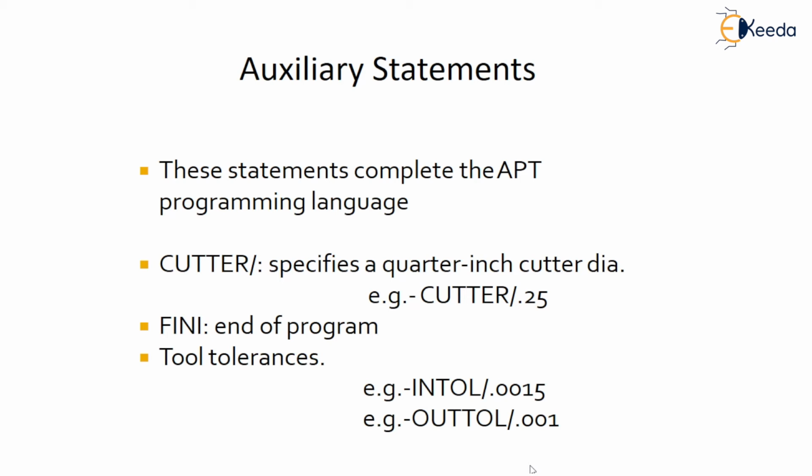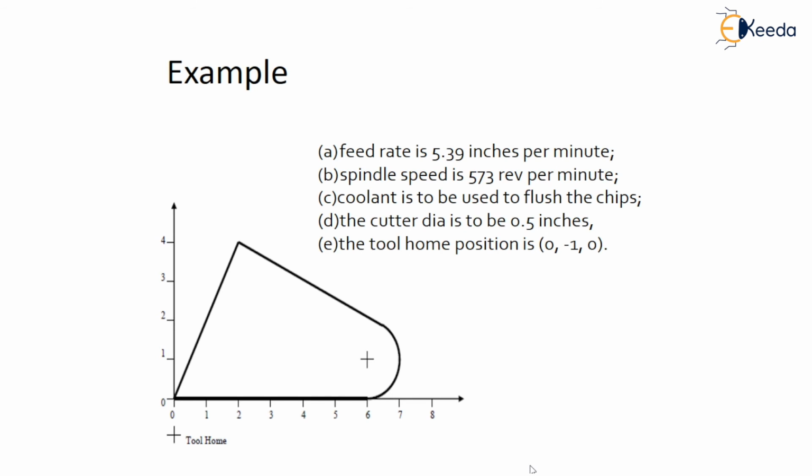Tool tolerances, that is INTOL slash 0.0015, OUTTOL, inward tolerance and outward tolerance, that is 0.001. For example, the feed rate of this particular component, we consider 5.39 inches per minute. Spindle speed is 573 revolutions per minute. Coolant is to be used to flush the chips, the cutter diameter is to be 0.5 inches, and the tool home position is 0, minus 1, 0.